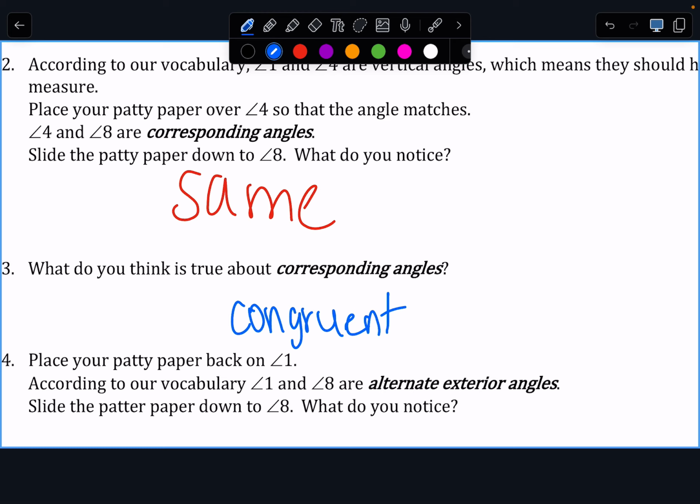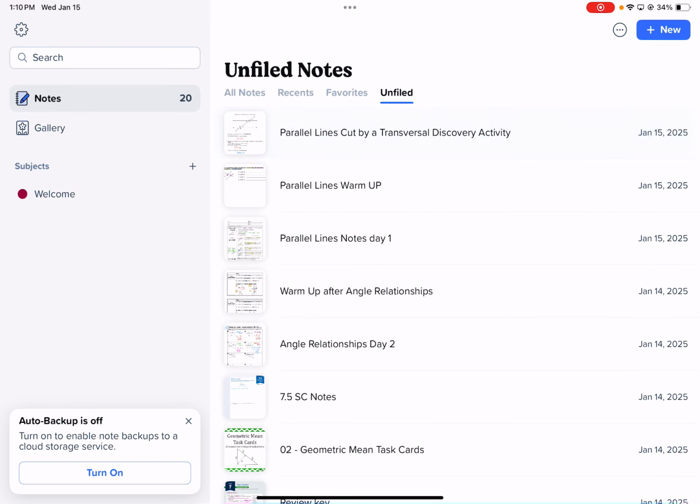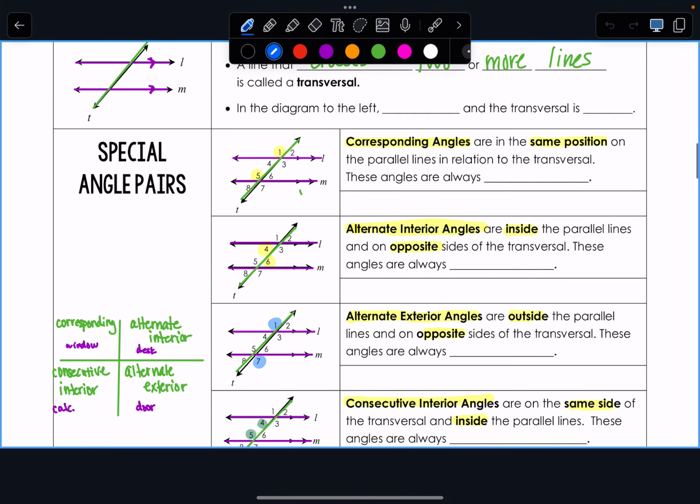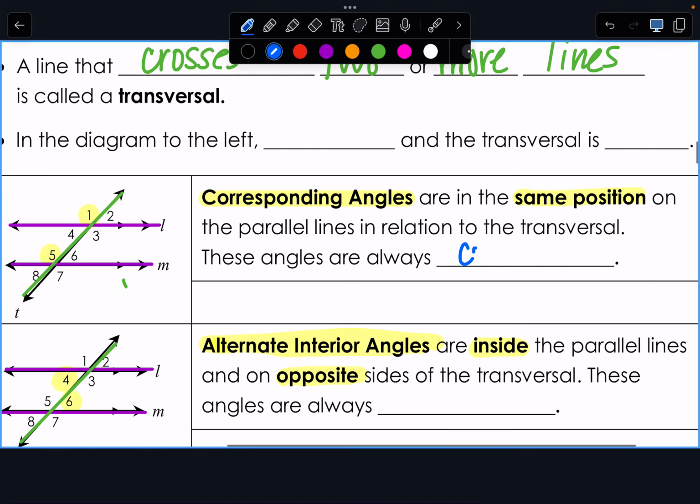So if you could go to page 7, and on page 7, where it says corresponding angles, we're going to write in the word congruent.